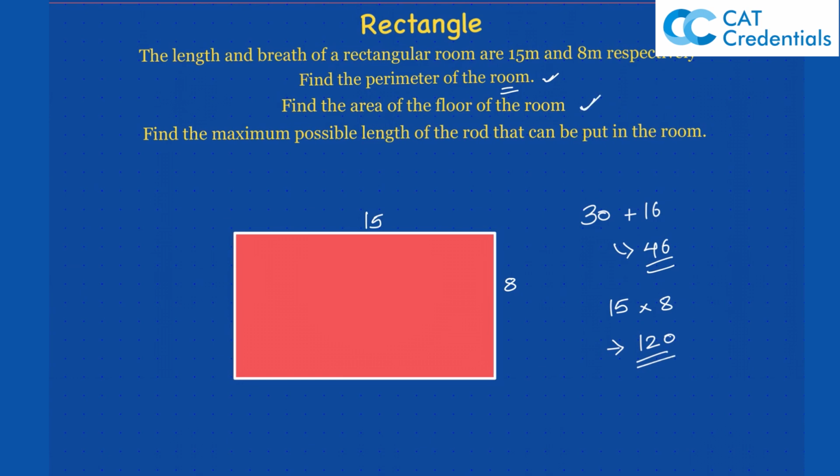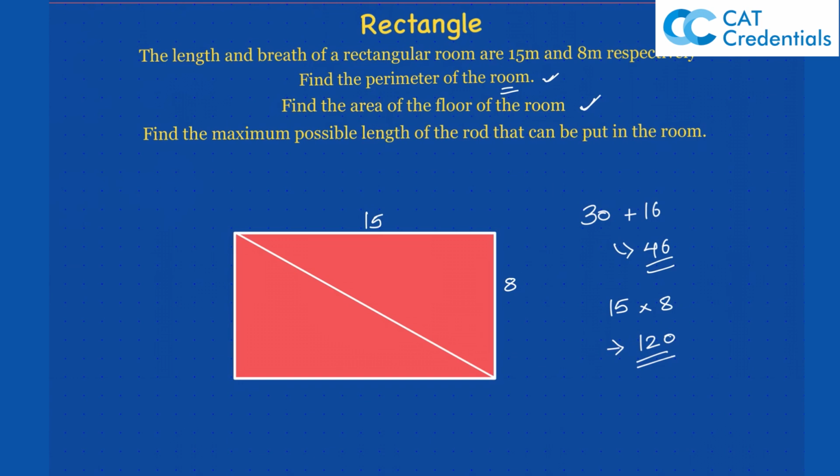Now what next? Find the maximum possible length of the rod that can be put in the room. So how will you go ahead with this? See, I'll have to make a line here which will be the diagonal. That will be the maximum possible length of the rod that can be put into this room, right? This will be nothing but the diagonal. So eventually he is asking me what is the length of this diagonal.